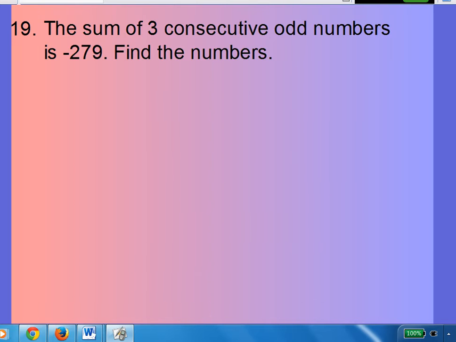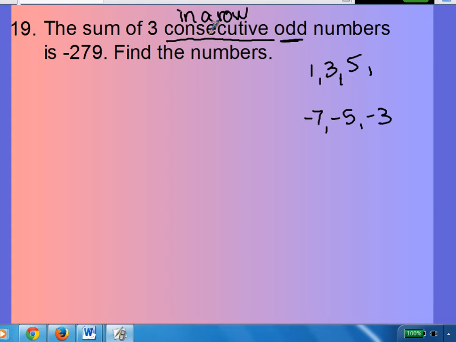Alright, so the last two problems I put on here were your word problems. Okay, so the first one here, you have a question like this tomorrow on the test. Is the sum of 3 consecutive, meaning in a row, odd numbers? Okay, so there are odd numbers in a row, like 1, 3, and 5. Or if we're in negative land, negative 7, negative 5, negative 3. Consecutive odd numbers.